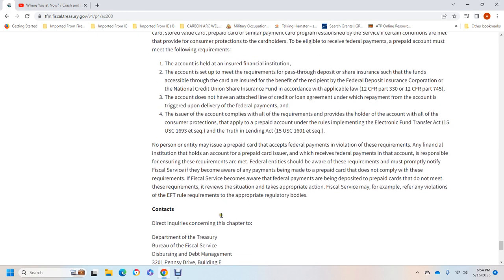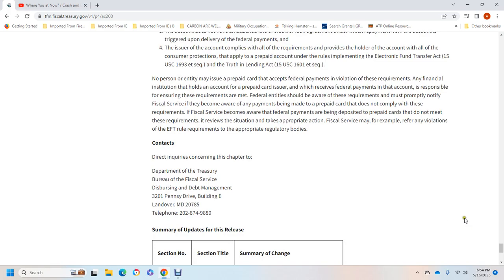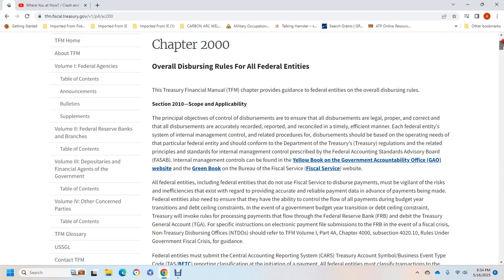Your contact would be the Department of Treasury, Bureau of the Fiscal Service, Disbursing and Debt Management. And then a summary of updated releases. This was Section 2000, overall disbursing rules for all federal entities.